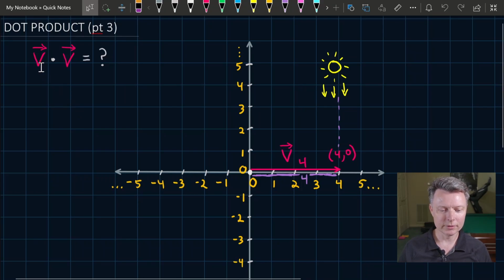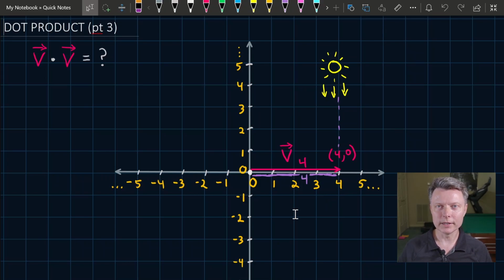So here we have vector v, and remember we put a little arrow over that to denote that it's a vector, and we have vector v dot vector v. And over here on the right, I have an example of the vector v that I previously drew out, and I made vector v lie flat on the ground in the positive x direction, going to the right. This will just make the math a little simpler for our whiteboard here.